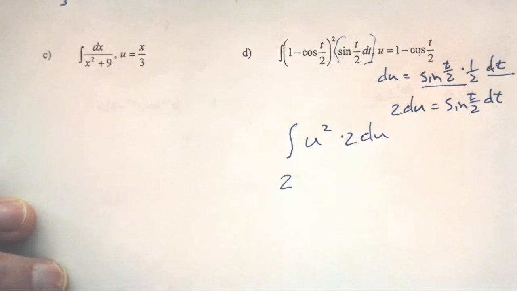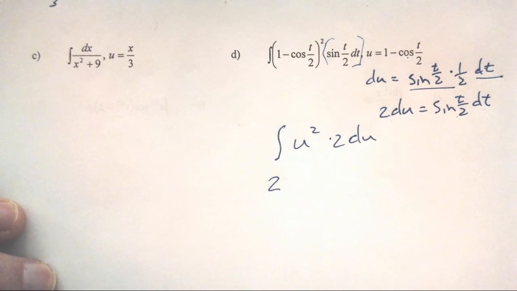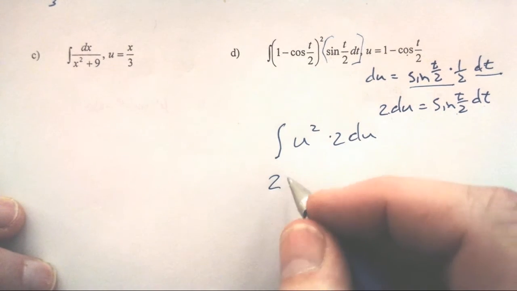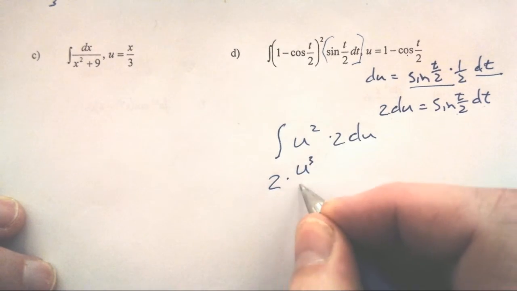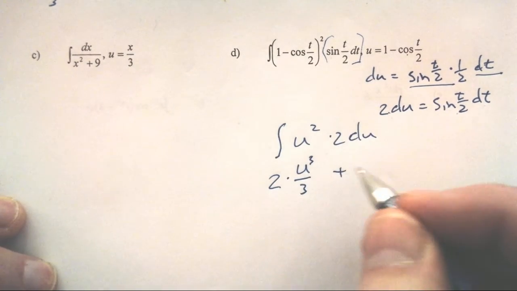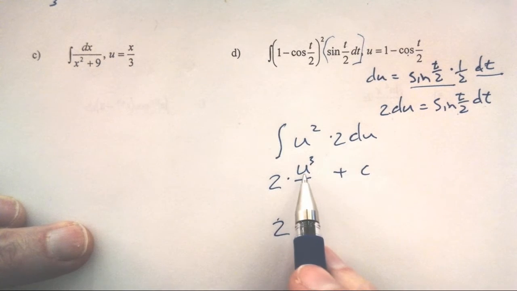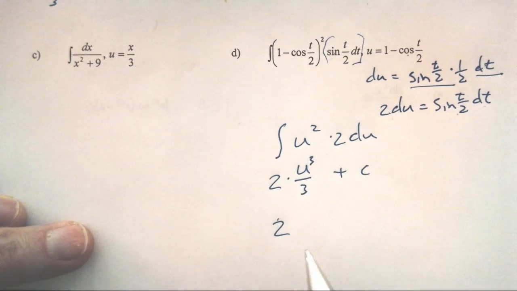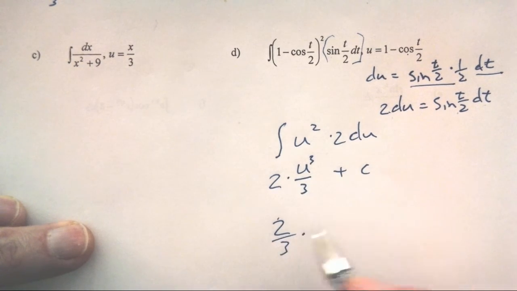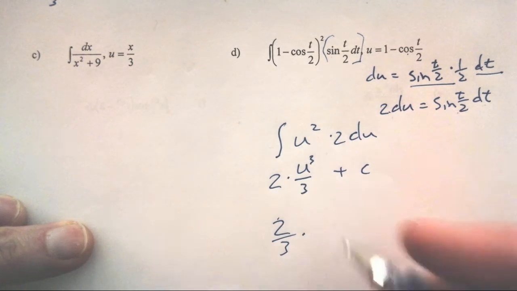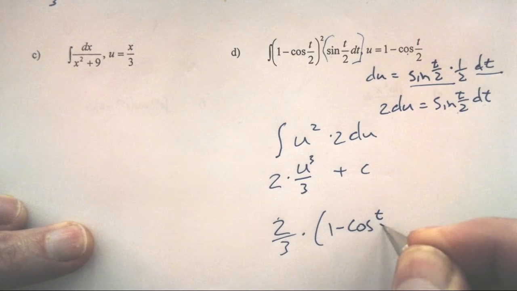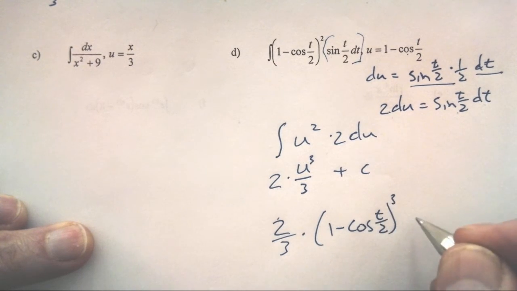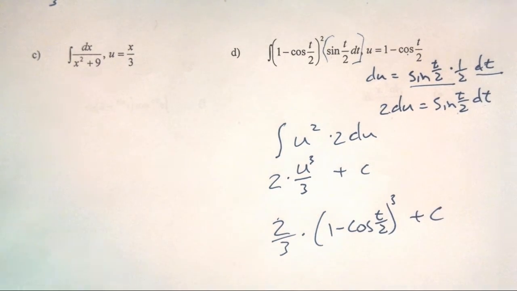Out in front, it's a constant, it's a factor. What's the antiderivative of u squared? That is u to the third on 3 plus c, or 2 times, what is u? U is this mess. I'm going to go 2/3 times u cubed. What is u? This mess, 1 minus cosine t on 2 to the third plus c.